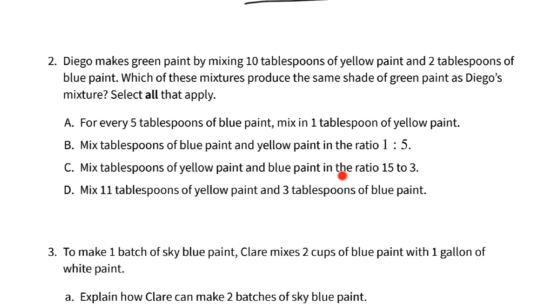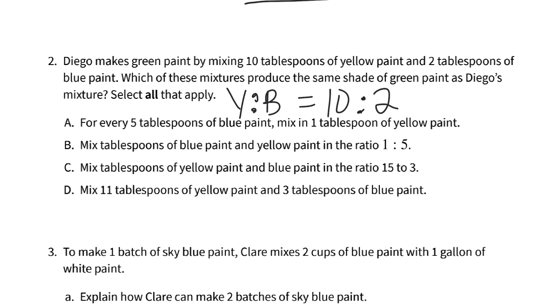So that 5 to 2 is the important thing. 5 yellows, 2 blues. So I'm going to write that down somewhere. Where can I write that in a nice, pithy way? So we could say yellow to blue is equal to 10 to 2. All right, there's my ratio.